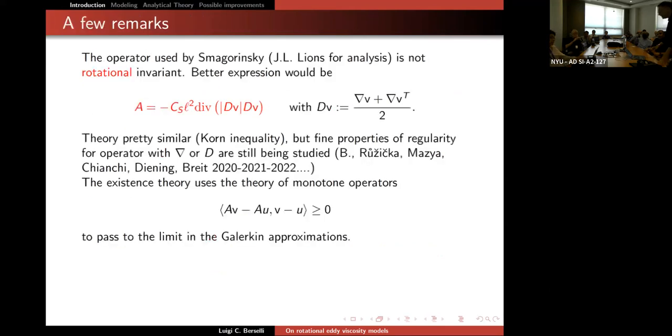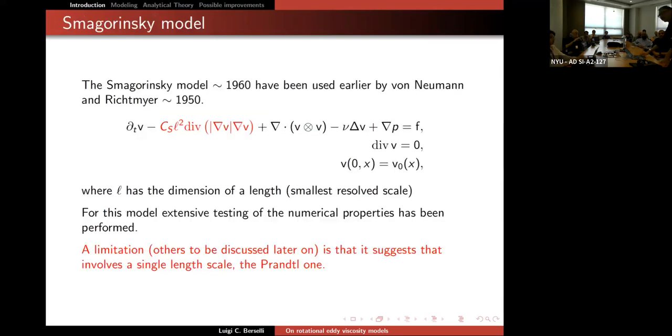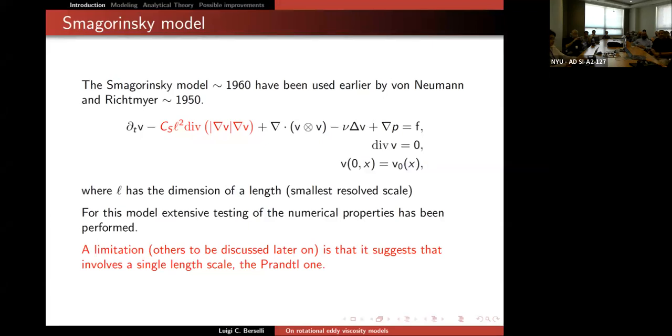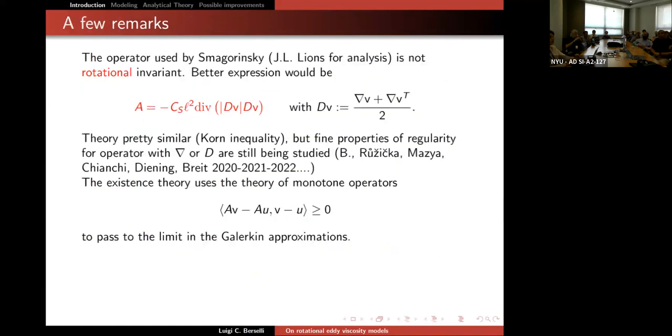Okay, so the classical theory is not done. In fact, one should not use this equation, because the gradient of V is not a quantity which is invariant under a change of reference system. So the gradient could be seen differently if the observer changes. The right quantity to be used is the deformation, the symmetric part. But this will not change the mathematical properties too much.